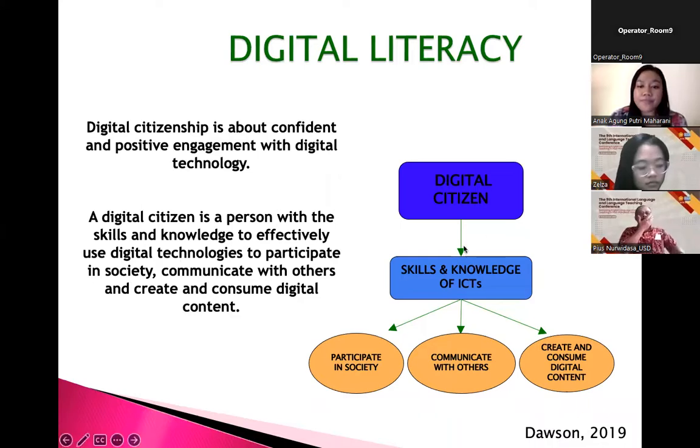Based on those in 2019, the diagram is like this. Digital citizens must possess and master skills and knowledge of ICTs, and they also need to participate in society, communicate with others, and create and consume digital content.